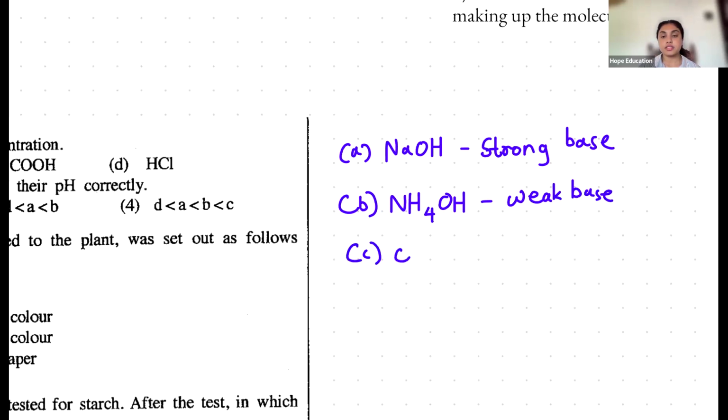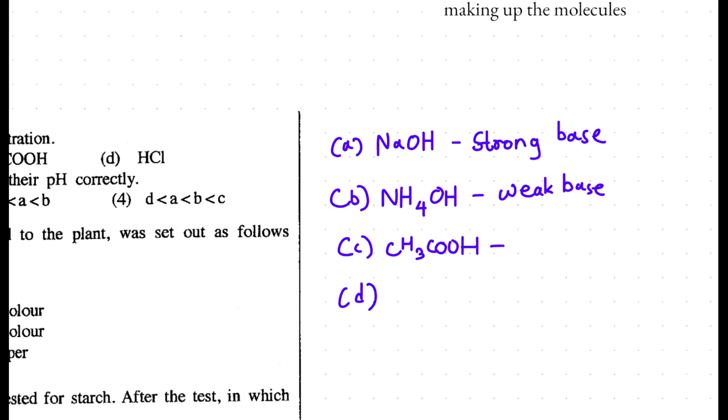Then we have CH3COOH. This is actually acetic acid. Acetic acid is the acid that is present in vinegar. What kind of an acid or base is this? Okay, is it a strong acid or a weak acid? Yeah, it is a weak acid. What about HCl? What kind of an acid is HCl? Strong acid.